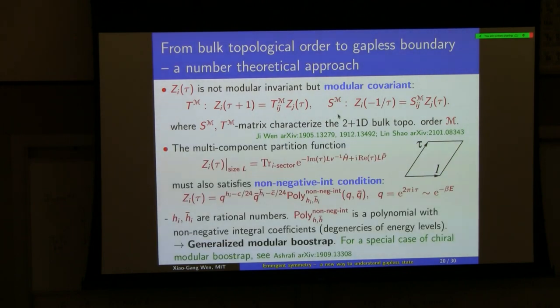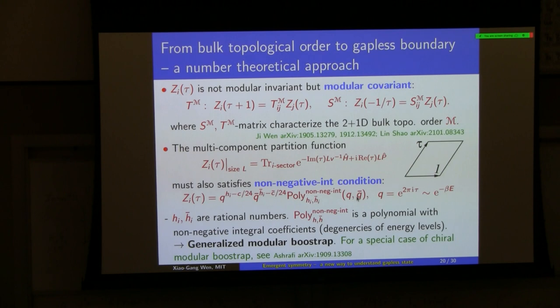So this is how the bulk topological order determines the gapless boundary states. There's one issue: we want to determine this function of tau. How can these two algebraic equations determine a function? You know, a function has infinite unknowns. We need infinite equations to determine infinite unknowns, not two equations determining the whole function.